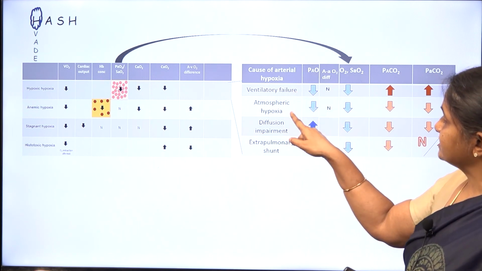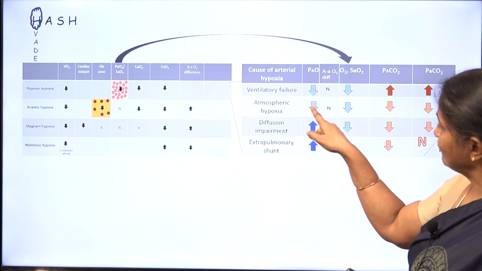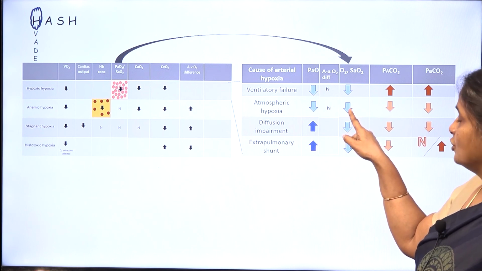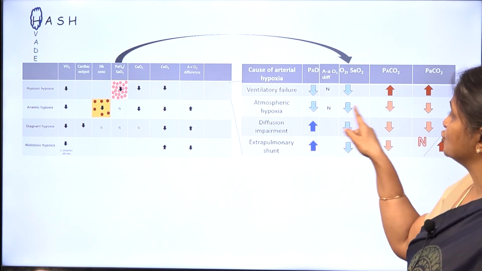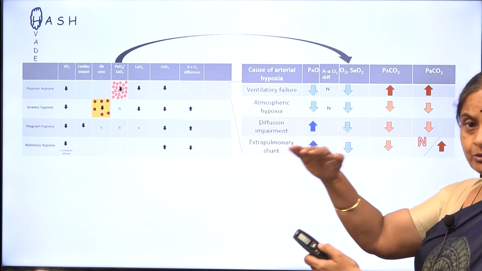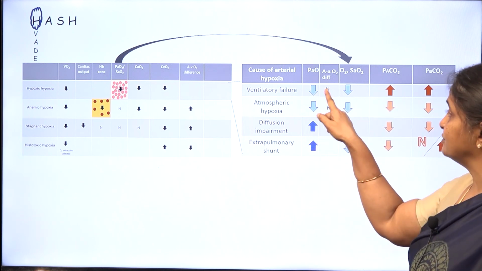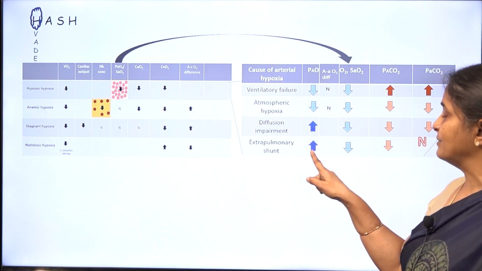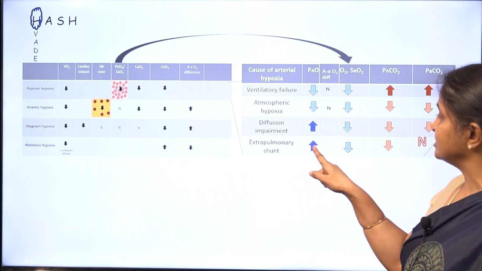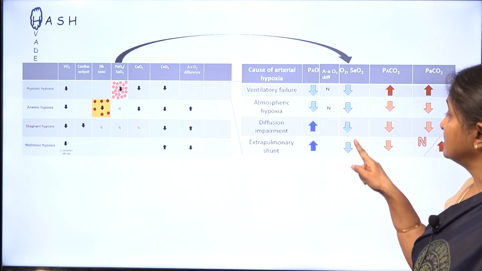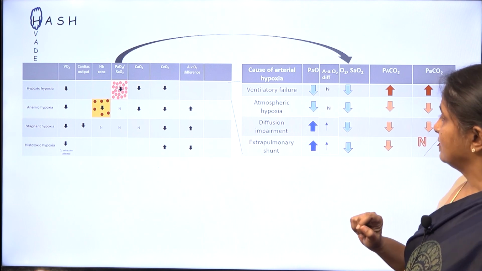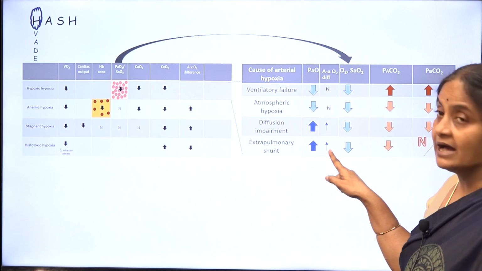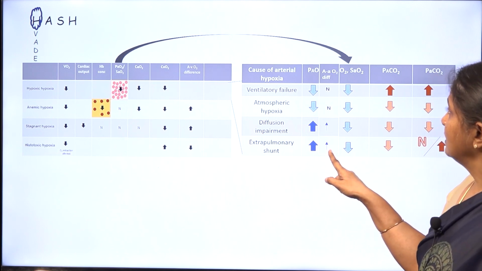Notice that in ventilatory failure and atmospheric hypoxia, alveolar oxygen has gone lower and therefore arterial oxygen has gone lower. The difference between these two will still be normal. Both have gone down equally, and therefore the difference between the two is normal. Whereas in diffusion impairment and extrapulmonary shunt, alveolar oxygen is higher than normal and arterial oxygen is lower than normal. Therefore, the alveolar arterial oxygen difference is going to be higher.